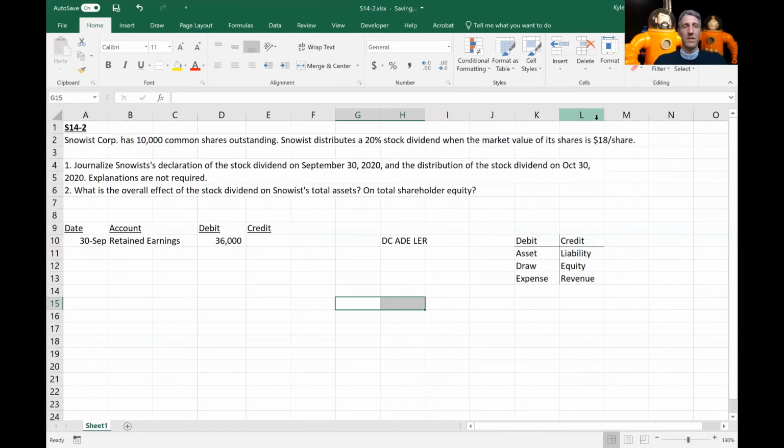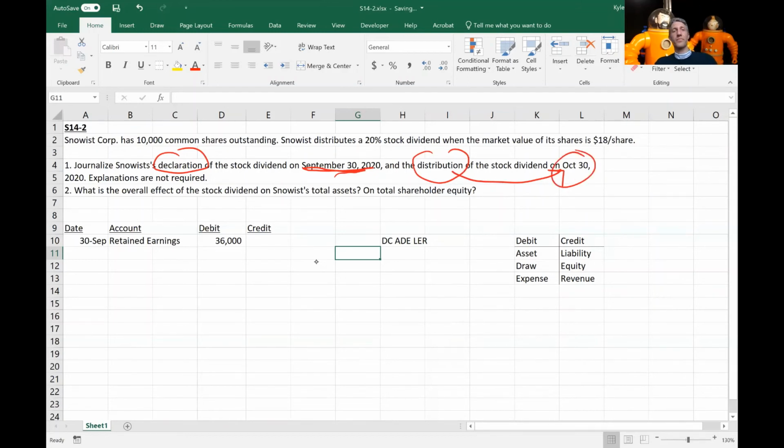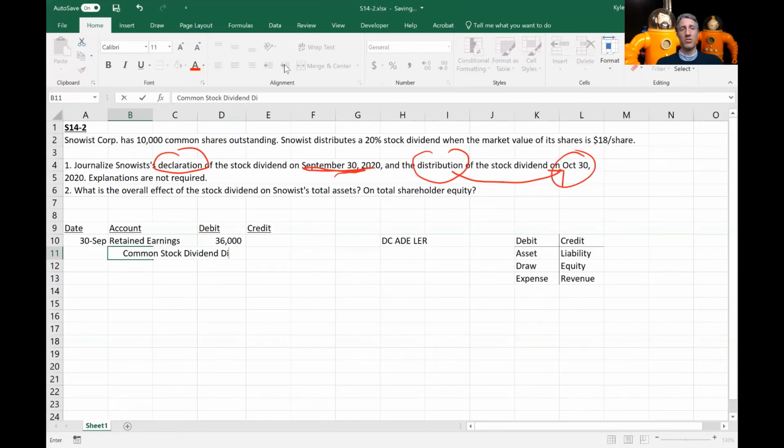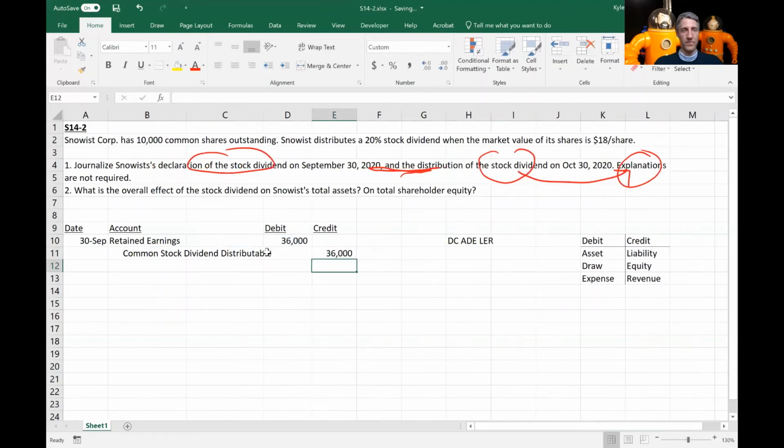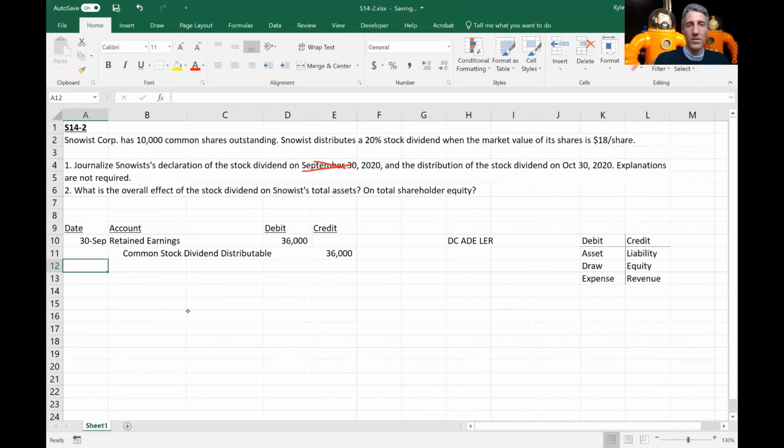So if these dividends are coming out of retained earnings, what's actually happening right now? Well, on September 30th, it was the declaration. The distribution didn't happen until October 30th. So what we actually have here, the credit isn't going to be to common shares because the shares haven't been issued yet. The shares are going to be issued. So it's going to be a common stock dividend distributable. It's going to be also in 36,000. So we're done now with the September 30th journal entry.